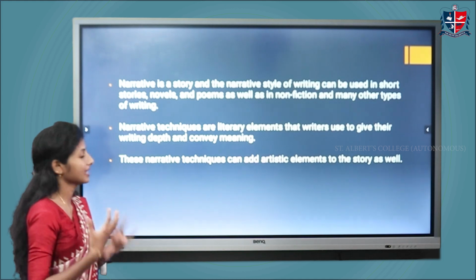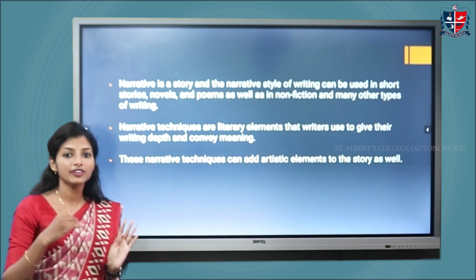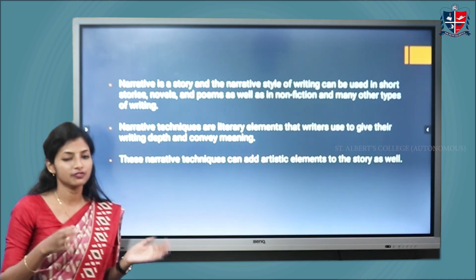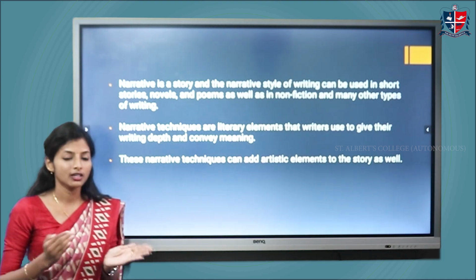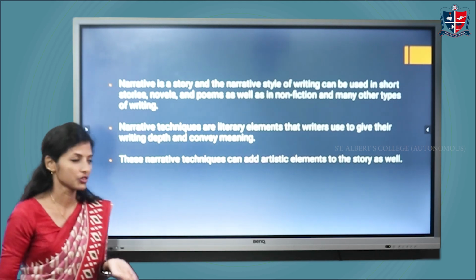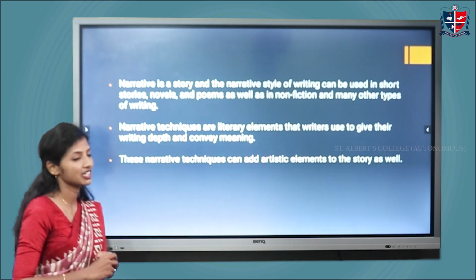Narrative means it is a story itself, and the narrative style is the way you write or the way you bring out the story. Maybe it's just a usual story like you read, but they add some kind of elements in it so that it becomes beautiful. So narrative techniques are literary elements that writers use to give their writing depth and convey meaning.